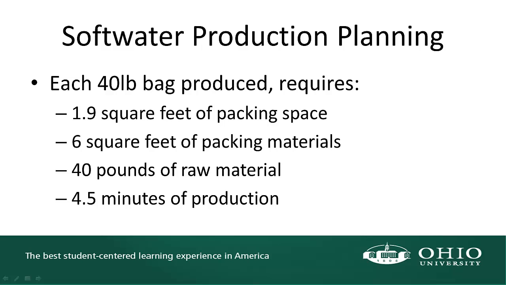So in terms of the requirements of these 4 processes that we'd like to model, for the 40-pound bag, it requires 1.9 square feet of packaging space in our facility. So once we pack it, we're going to store it. It also requires 6 square feet of packaging materials, 40 pounds of raw materials. Obviously, when we're creating the 40-pound bag, we're going to use 40 pounds of the raw materials. And 4.5 minutes of production time.